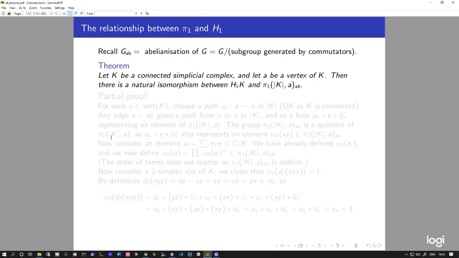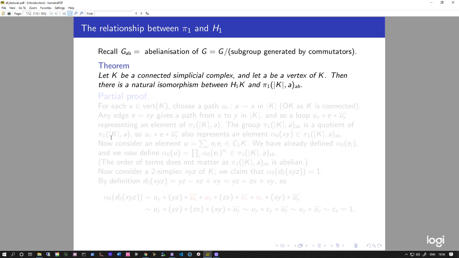So the theorem is like this: if we've got a connected simplicial complex K and a vertex A of K, then we can consider the first homology group H1K, or alternatively we can consider the first homotopy group, the fundamental group, pi1 of the geometric realization of K with base point A. Well, H1K is always abelian, and pi1K is sometimes not abelian, so those two things certainly can't always be the same. But what's actually true is if we take the pi1 of the geometric realization of K, and then we abelianize it, then that's always going to be isomorphic to H1K. That's provided that K is connected, like we say.